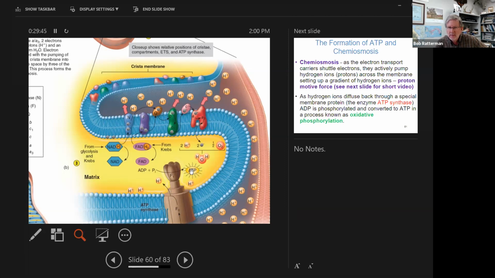So electron transport does lots of things. It helps to make water at the end, but more importantly, it provides the force, called the proton motive force, that pushes these protons out into the intermembrane space, where they then diffuse back into the matrix via the ATP synthase, and that allows for the oxidative phosphorylation process to occur, that being phosphorylation of ADP into ATP.